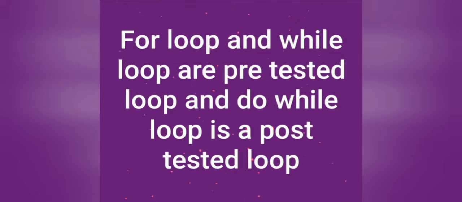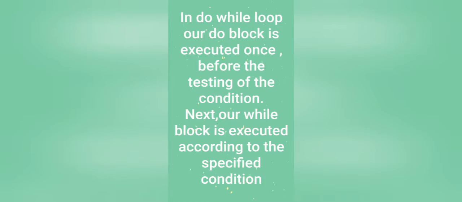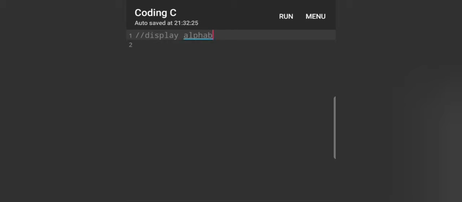Before starting with an example, let us look at the definition of the do-while loop. In do-while, our do block is executed once before the testing of the condition. Next, our while block is executed according to the specified condition. Let us now start with our first question, which is to display alphabets using the do-while loop.